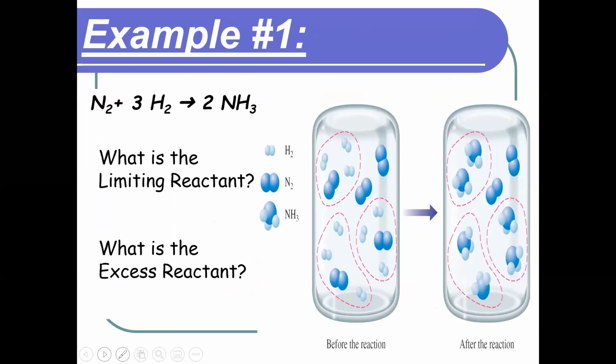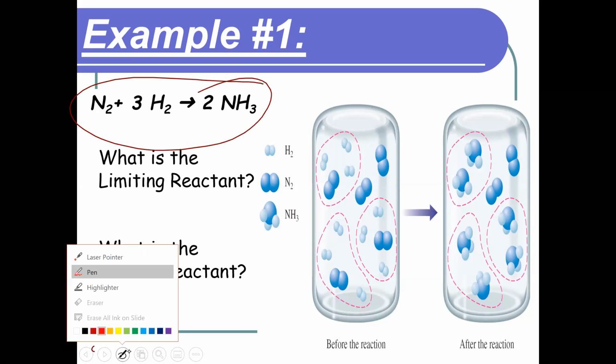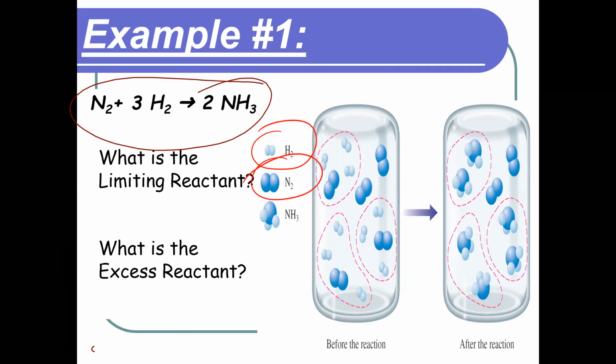So this is an example. Which one do you guys think? This is our formula. Which one do you guys think is the limiting reactant? We're going to use the hydrogens. Oh man, you guys already saw it. So we've got hydrogens and nitrogens, and these are going to be the ammonias.